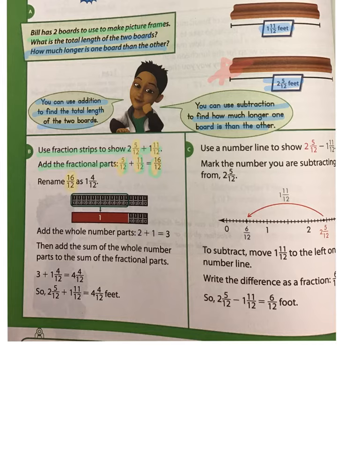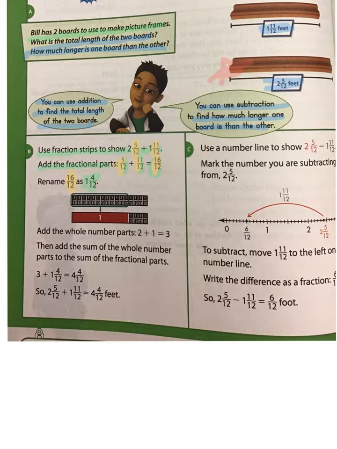If we take 16/12, we use our trick. We see how many times 12 goes into 16. We know that the answer is 1. We put the same denominator, and we find the difference. So 16 minus 12 is 4. That's how we got 1 and 4/12.